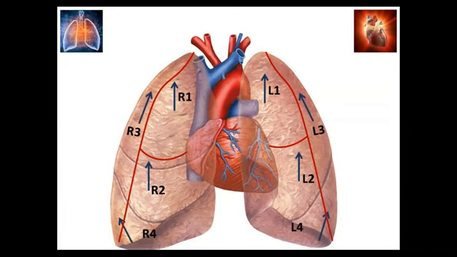Then we'll discuss lung ultrasound technique in brief. In neonates, we can evaluate the lung in basically three zones on each side. So we have R1, which is reflecting right upper lung, R2 right lower lung, R3 lateral surface of the lung. The same for the left side, L1 left upper lung, L2 left lower lung, and L3, which is the lateral surface of the left lung.